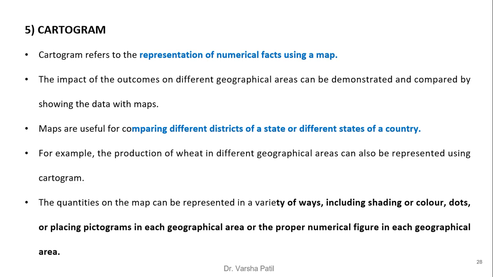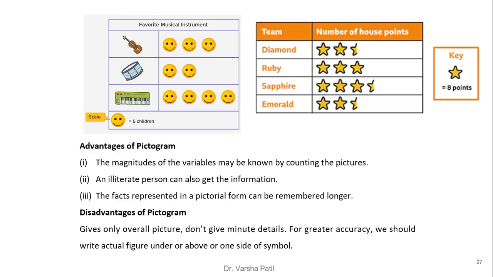So these are the advantages of pictogram. The magnitude of the variable may be known by counting the pictures. An illiterate person also gets the information. The facts represented in pictorial form can be remembered longer. It gives only the overall picture but doesn't give the minute details. And for greater accuracy, we should write actual figures under or above or on one side of the symbol.